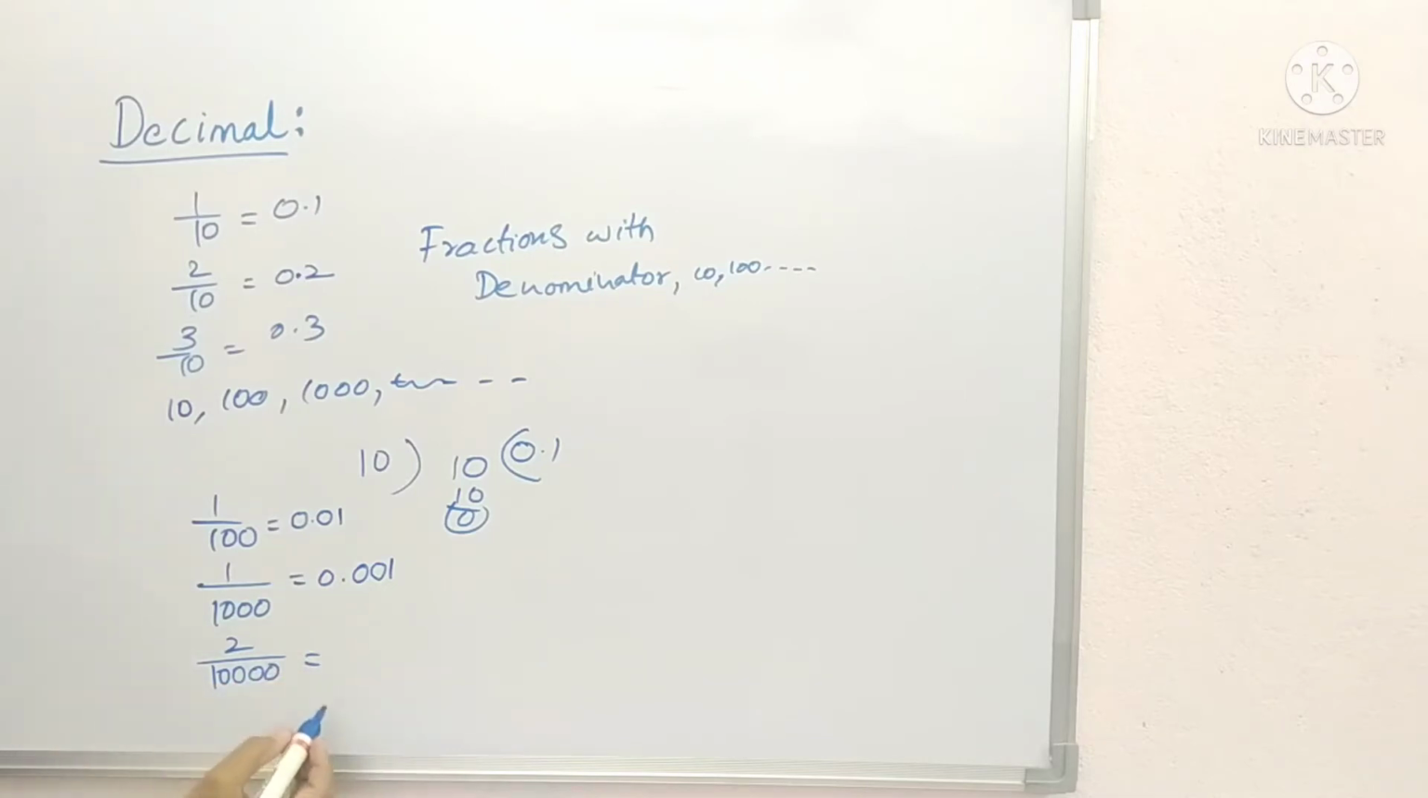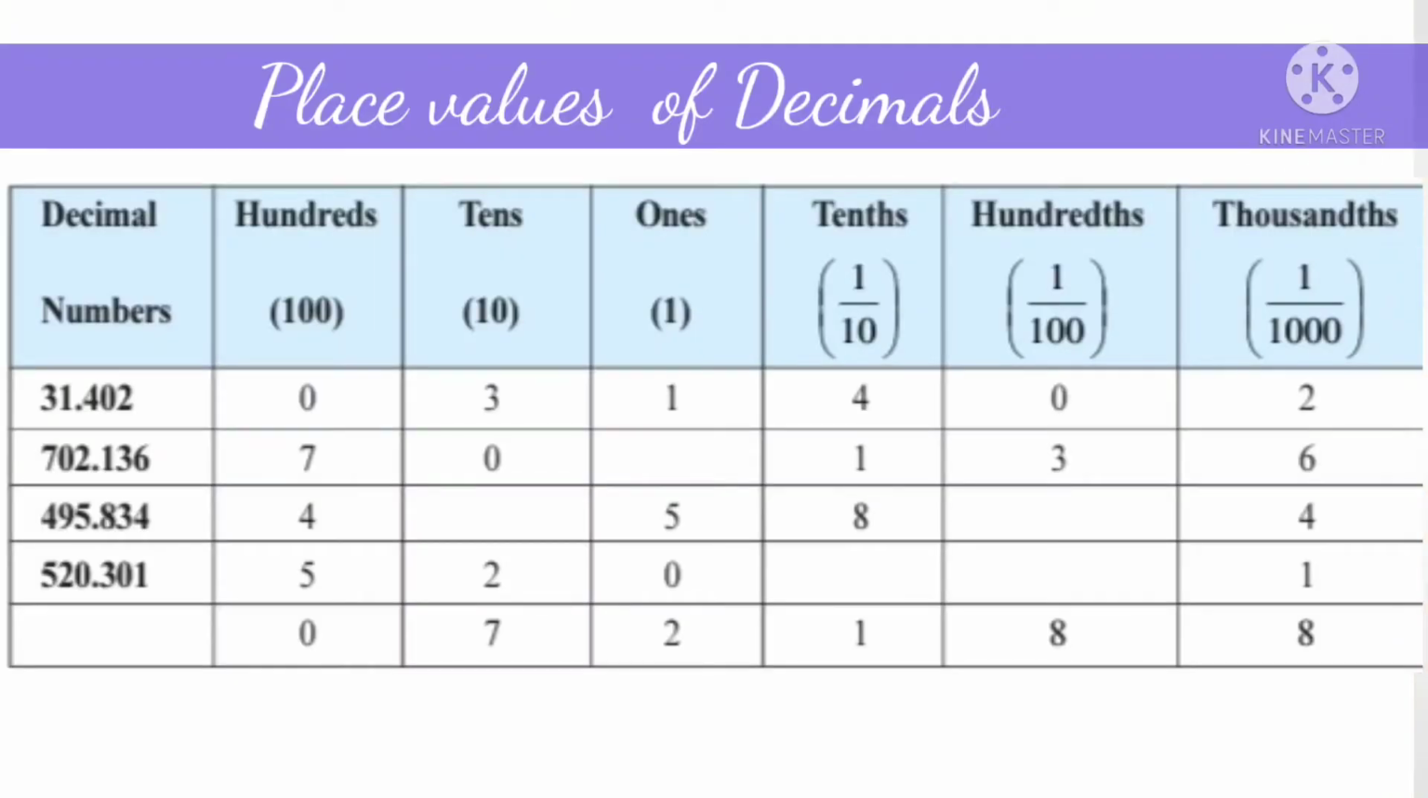Here 4 zeros are there, right? So after the decimal point there must be 4 digits. But we have only 1 here. So put 3 zeros and write 2. Like this we can write the decimal form of a fraction. Now we will see the place values of decimals.